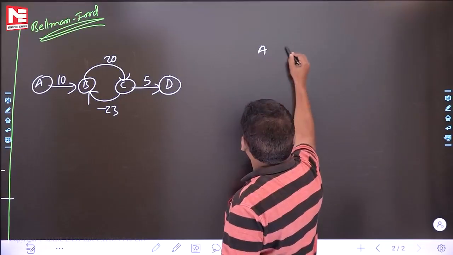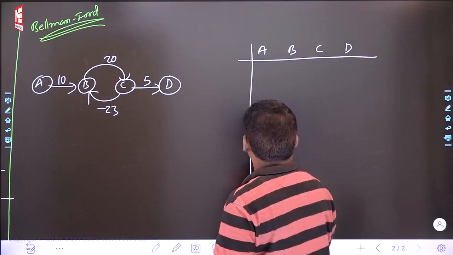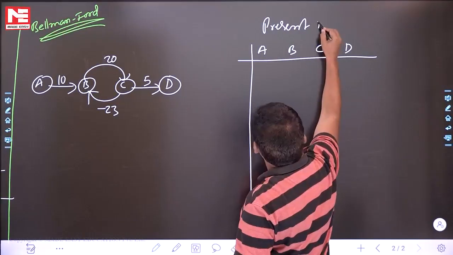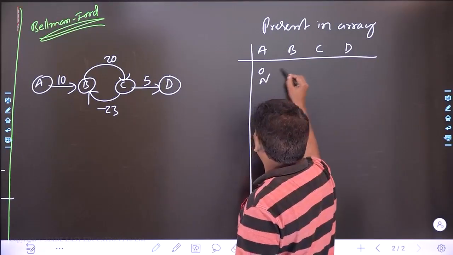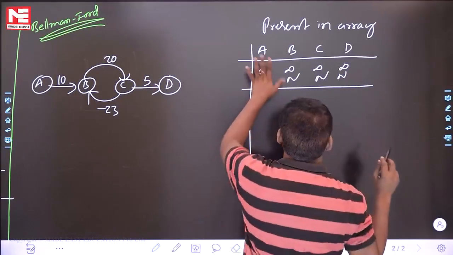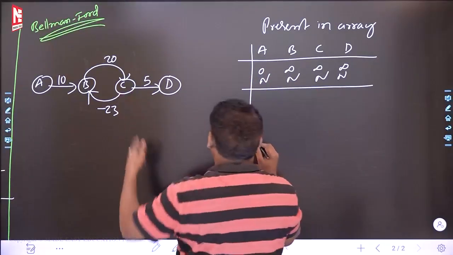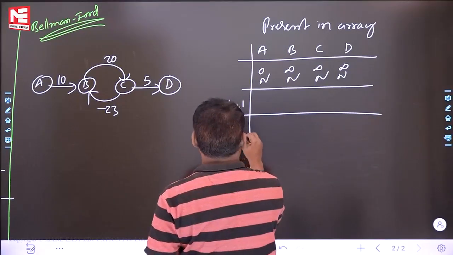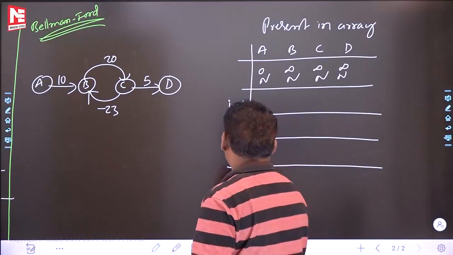See this. A, B, C, D present in the array, initially 0 null, infinity null. See, this is the way Bellman-Ford will be done. In the array you write, for every vertex infinity null, only for the source 0 null. That is okay. Can you say how many vertices? 4. How many rounds required? 3 rounds. 1, 2, 3. Right? For verification purpose, 1 more round.